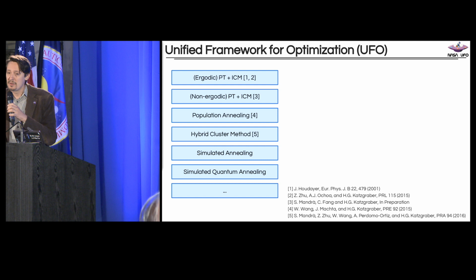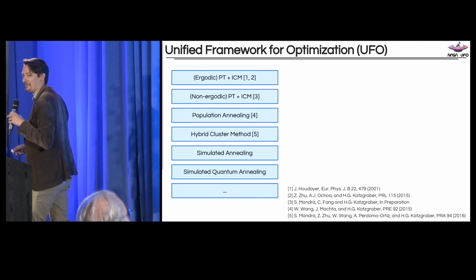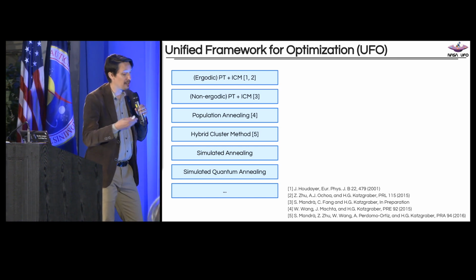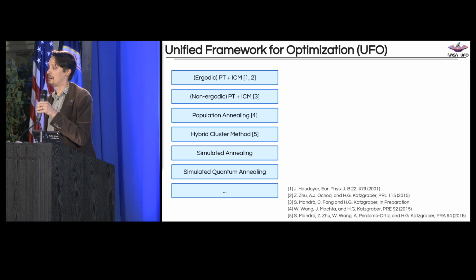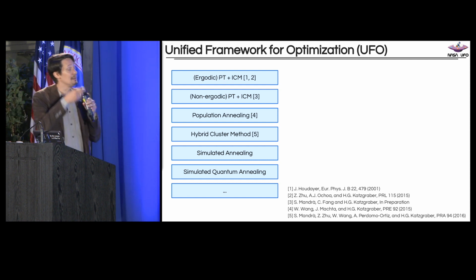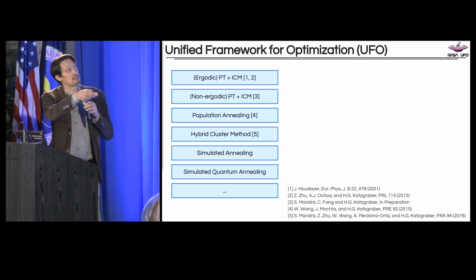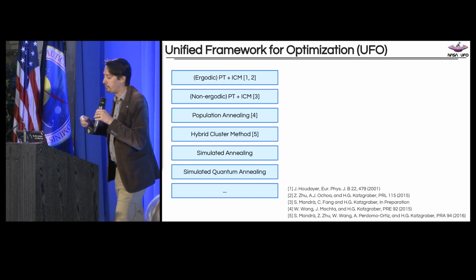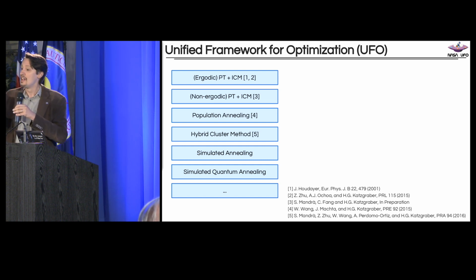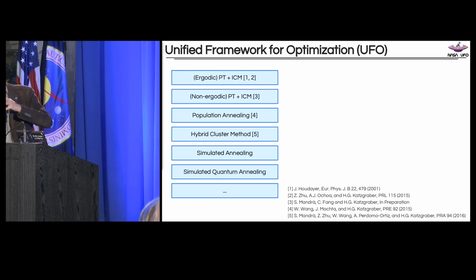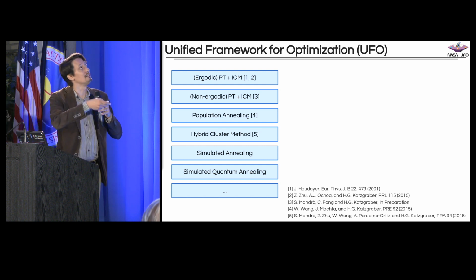Together with Katzgraber's lab, we have devised many algorithms. For example, one of them is the PT plus ICM algorithm, which is an extension of the original Houdayer isoenergetic cluster move, which has been properly optimized and designed for classical benchmark. We are also devising a non-ergodic version of this PT plus ICM that I will show you later. And we also have population annealing and the hybrid cluster method, which has been used in this paper. Practically, it works by knowing in advance which are the clusters, so you can define the concept of clusters in your model, and then it's a kind of cluster update where the clusters can only grow inside this cluster and then use Metropolis sampling. But anyhow, this is not important right now.